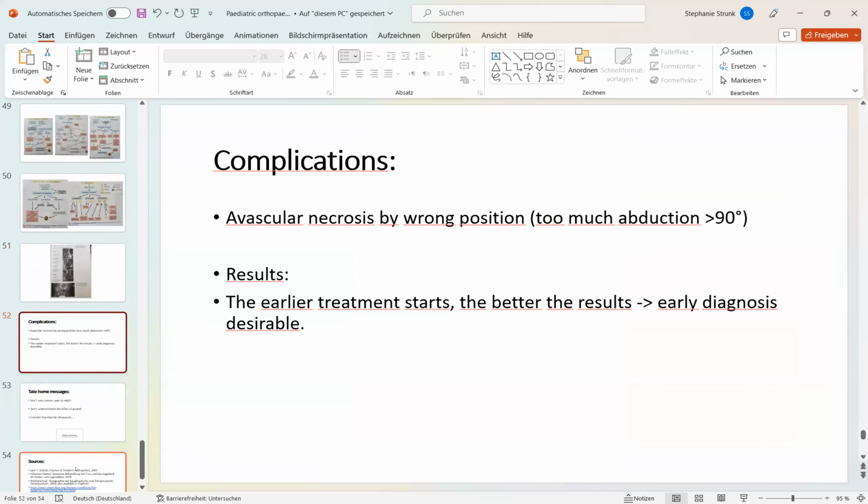So what are the complications of treatment? Complications of treatment are avascular necrosis. If you have too much abduction in the spica cast, you can get avascular necrosis. So this should definitely be prevented. And as I said, the earlier treatment starts, the better the results are. So early diagnosis is definitely desirable. So if I can motivate just one of you to study graf's ultrasound technique, it's really very rewarding.